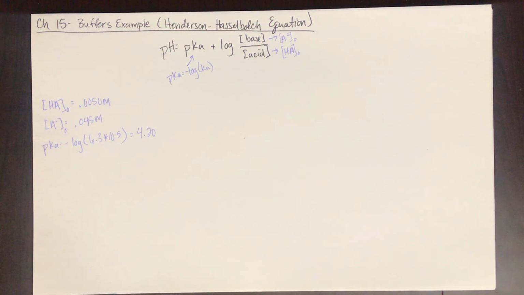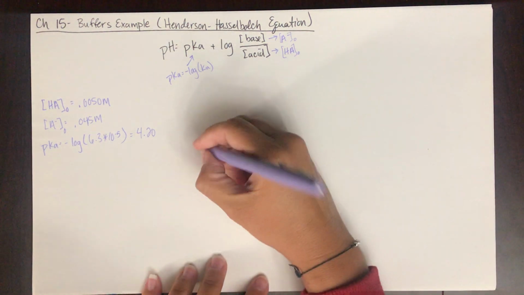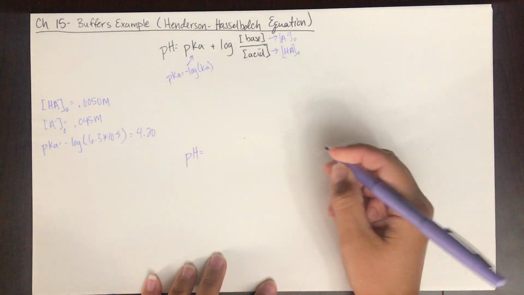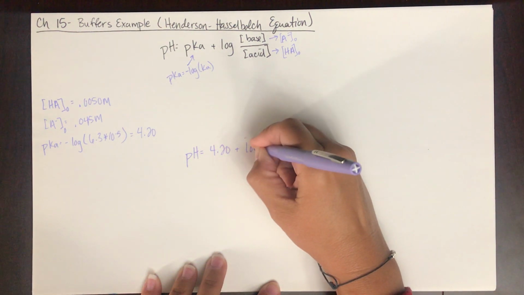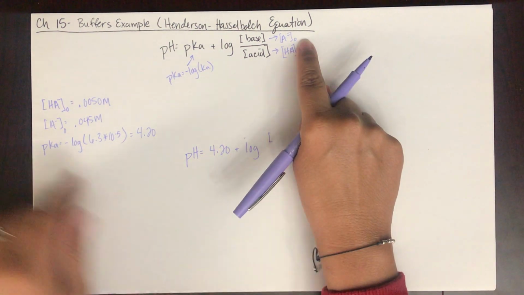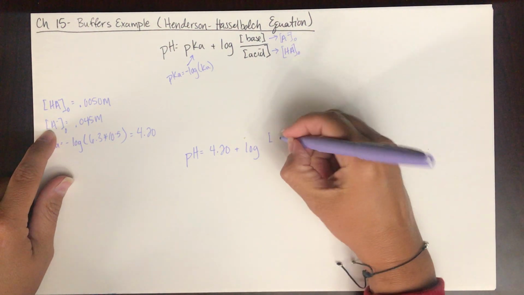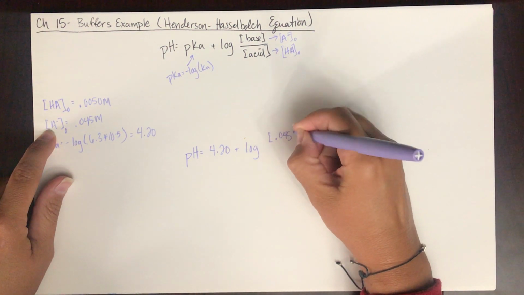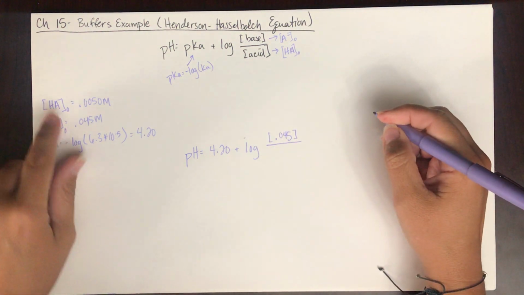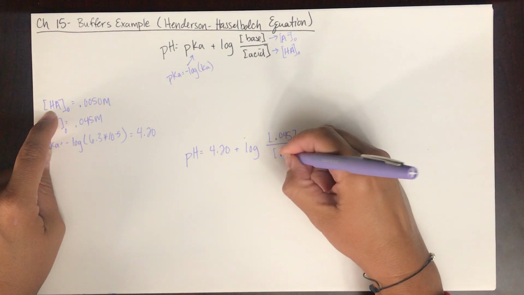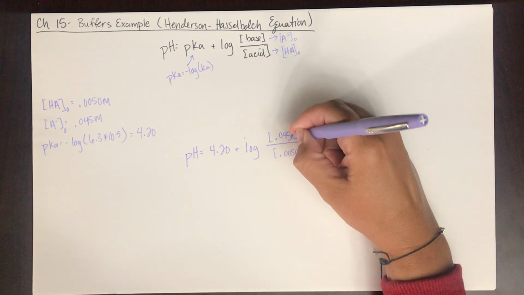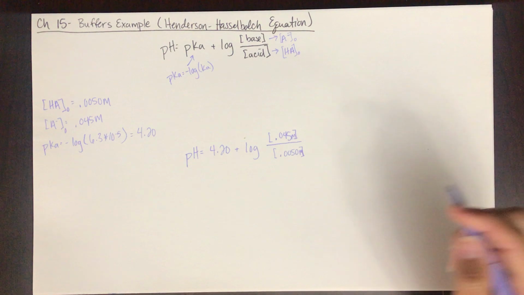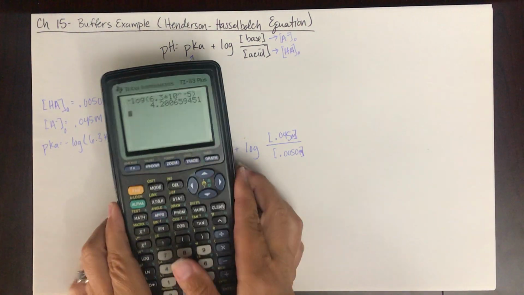So now I have everything I need to solve for the pH. I'm going to say pH equals the pKa, 4.20, plus the log of the concentration of the base, which is A minus, 0.045 molar, over the concentration of the acid, 0.0050 molar. You could write molar here, but these are just going to cancel. So now we're going to solve.